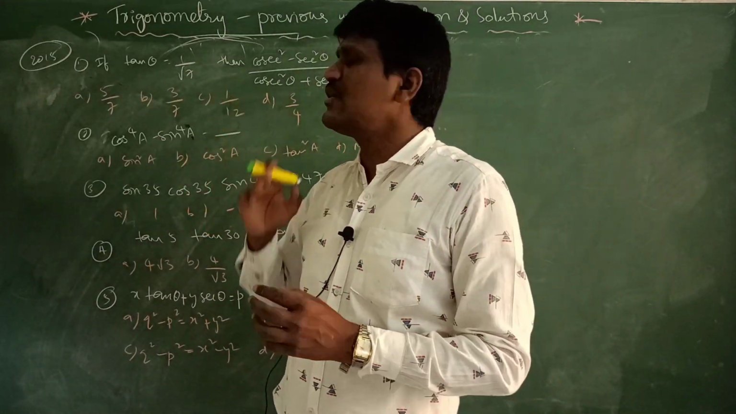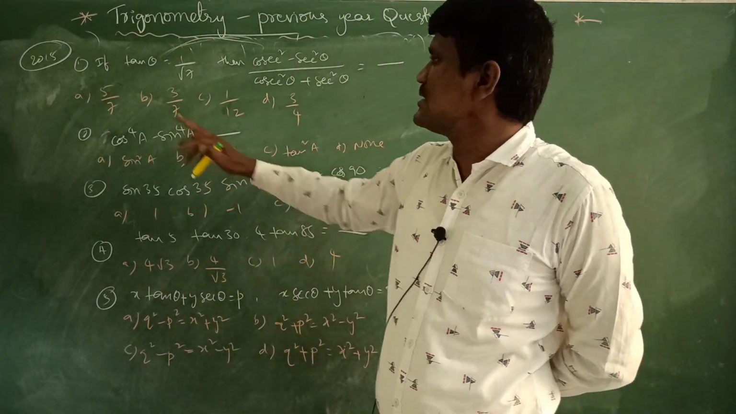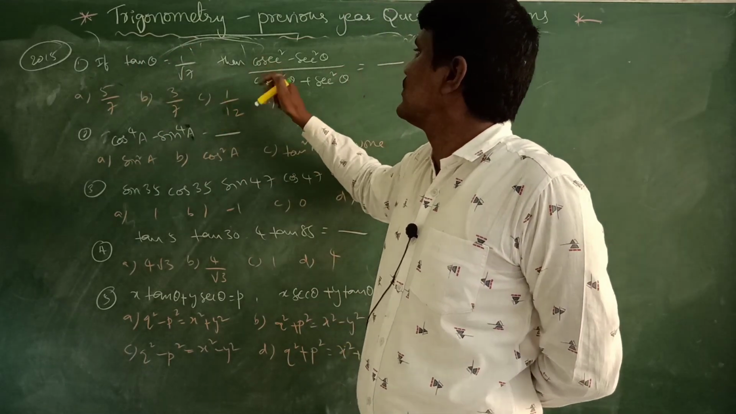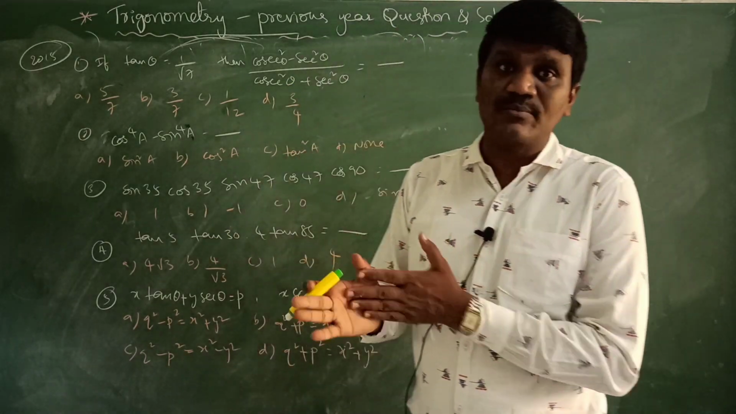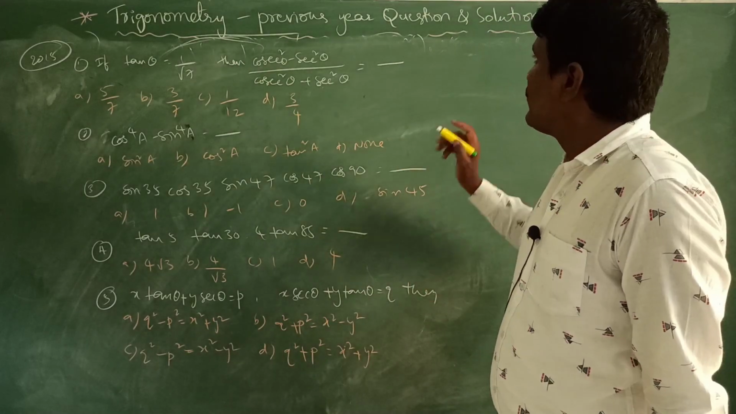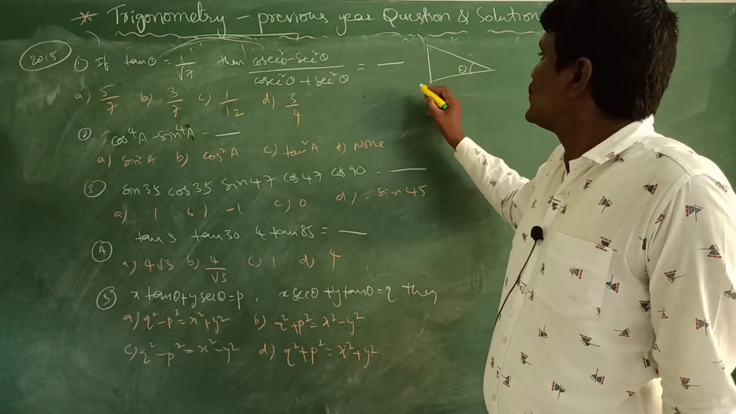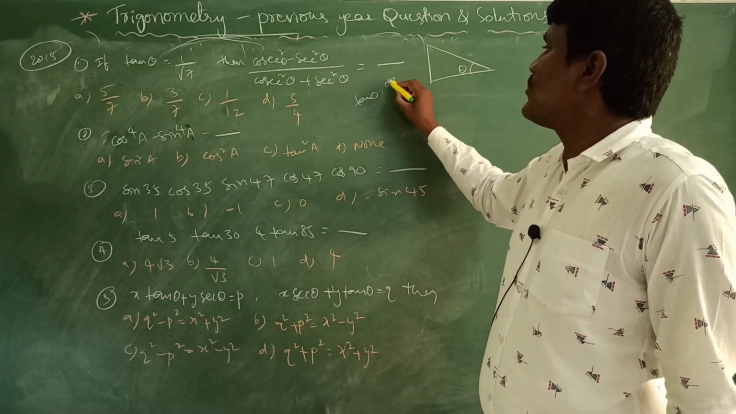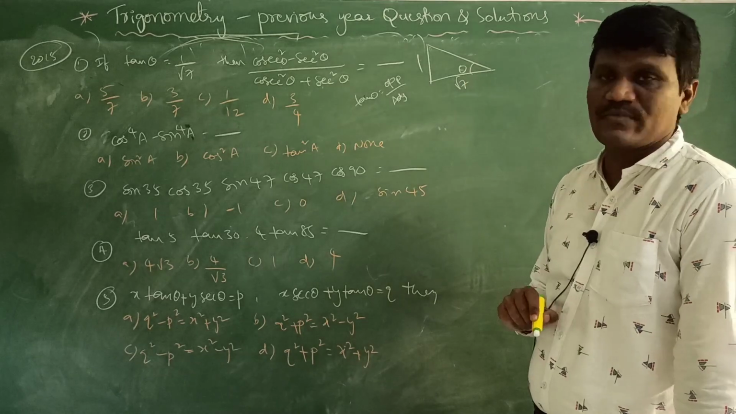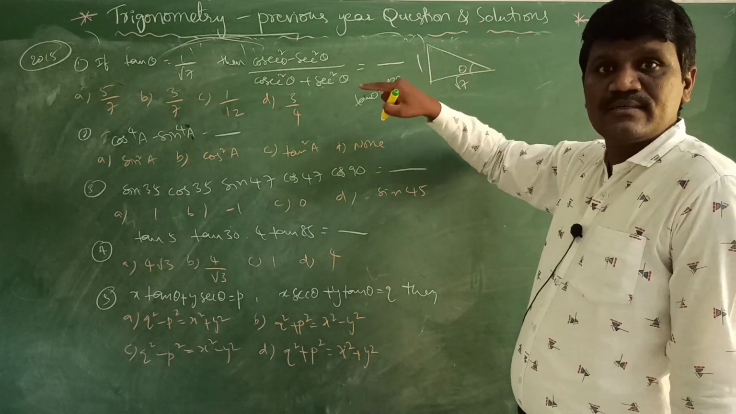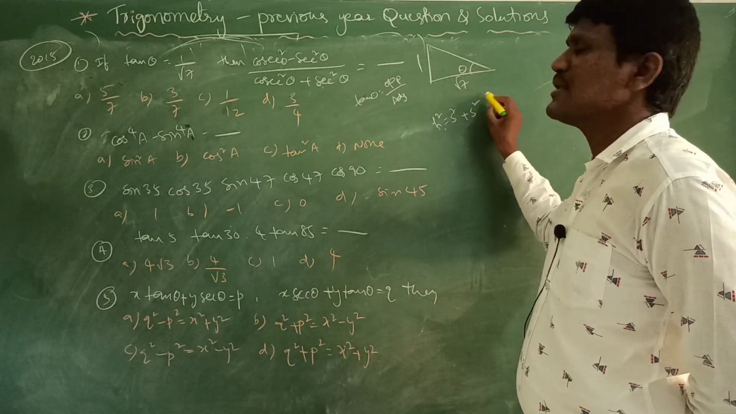Now let us do the 2015 question paper. In 2015 there are 5 questions from trigonometry. The first question is: if tan theta is equal to 1 by root 7, then what is (cosec square theta minus sec square theta) by (cosec square theta plus sec square theta)? Whenever the problem is like this, first draw the diagram. It is theta here, right? Tan theta is opposite side by adjacent side. So the opposite side is 1 and the adjacent side is root 7. Then what is the hypotenuse? By using the Pythagoras theorem: H square is equal to S square plus S square.